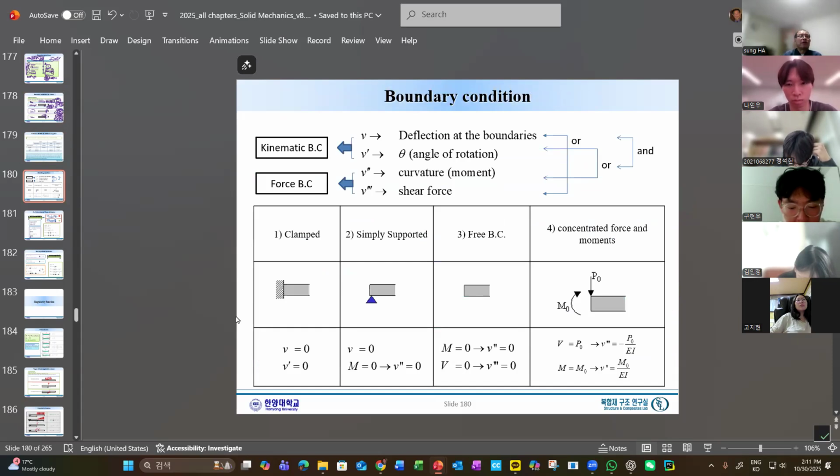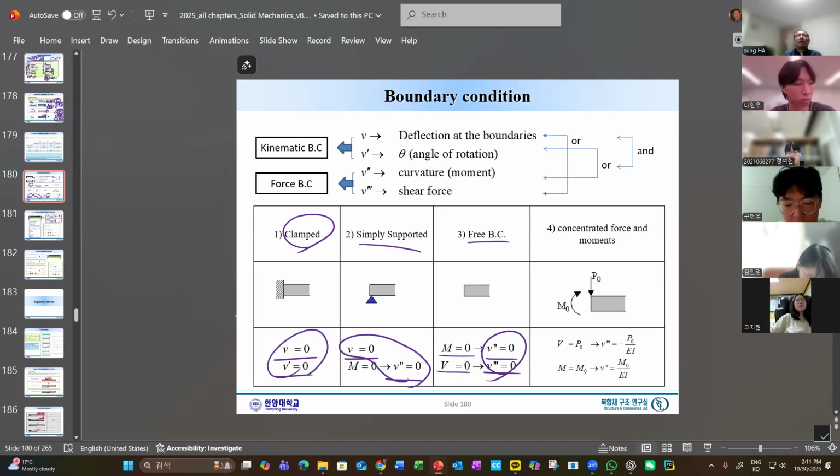So this is a summary. Clamped: deflection 0, and slope is 0. Simple support: deflection 0, and the double prime is 0 because the moment is 0. Free boundary condition: the moment and the shear force are 0. So double prime is 0, and triple prime is 0. Okay.